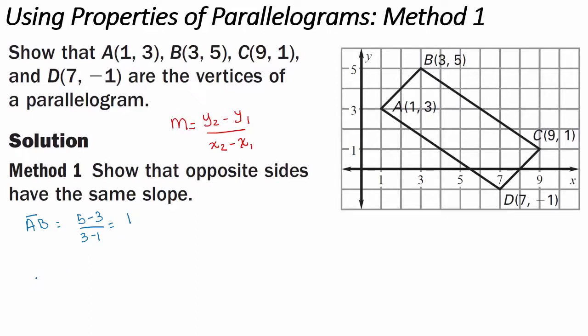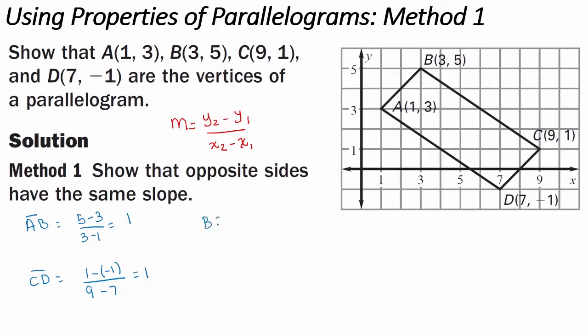The opposite side for AB is CD, so let's look for the slope over there. We've got 1 minus -1 over 9 minus 7, which simplifies down to 1. So we can say that AB and CD have the same slope.